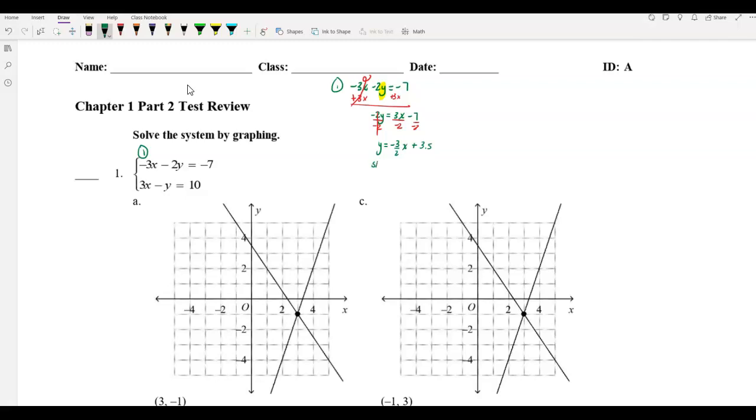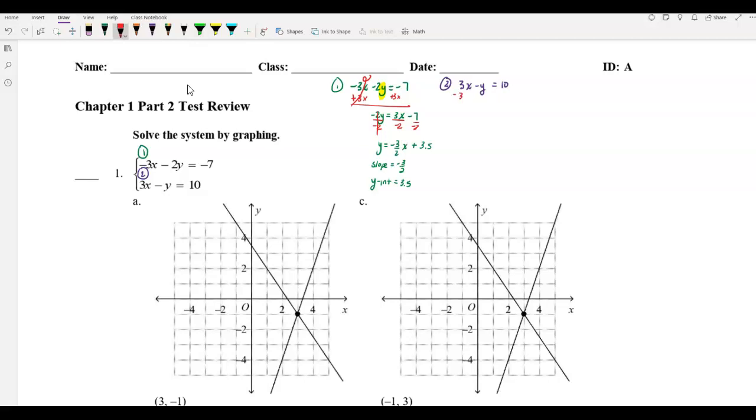So my slope is negative 3/2, and my y-intercept is 3.5. Let's go to our second equation. We have 3x minus y equals 10.